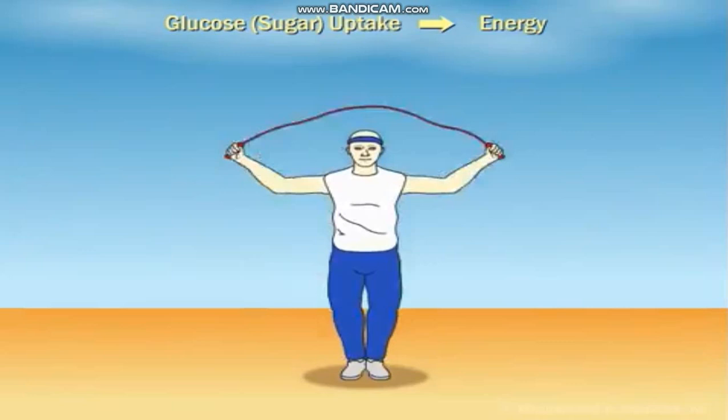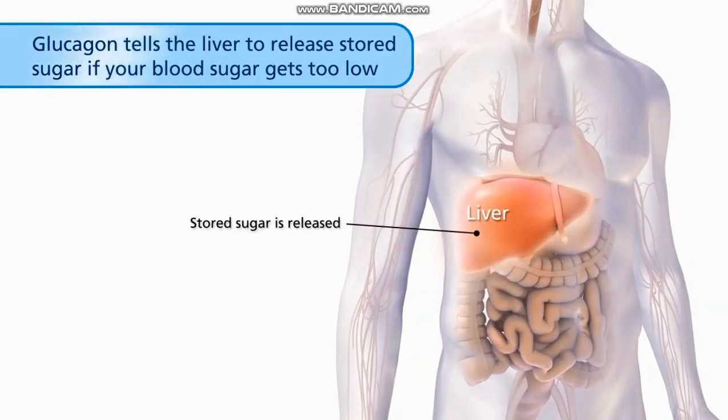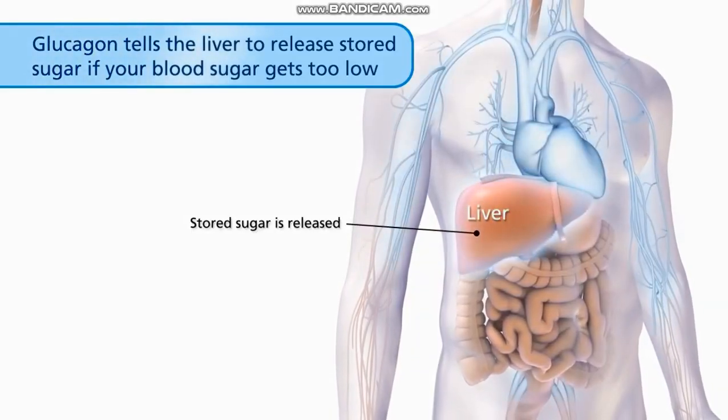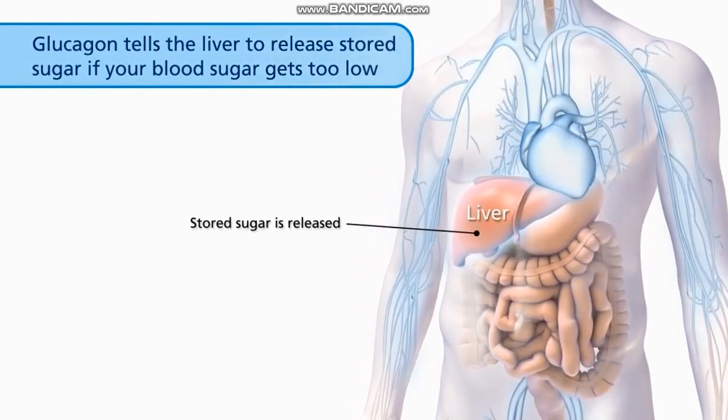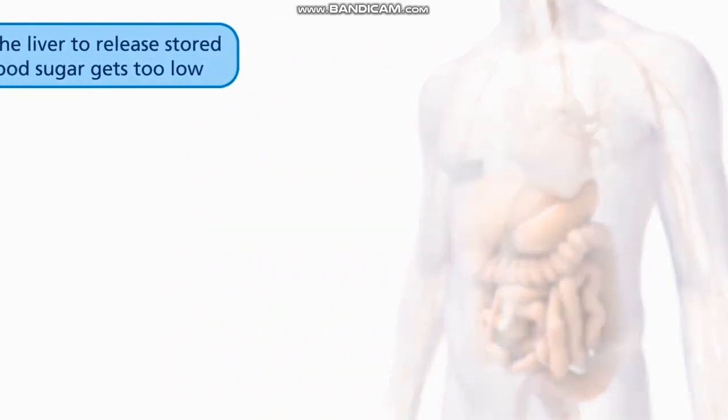Now, this was all about the first hormone, insulin. But there's another hormone too, which is called glucagon. It would tell the liver to release stored sugar if your blood sugar gets too low.